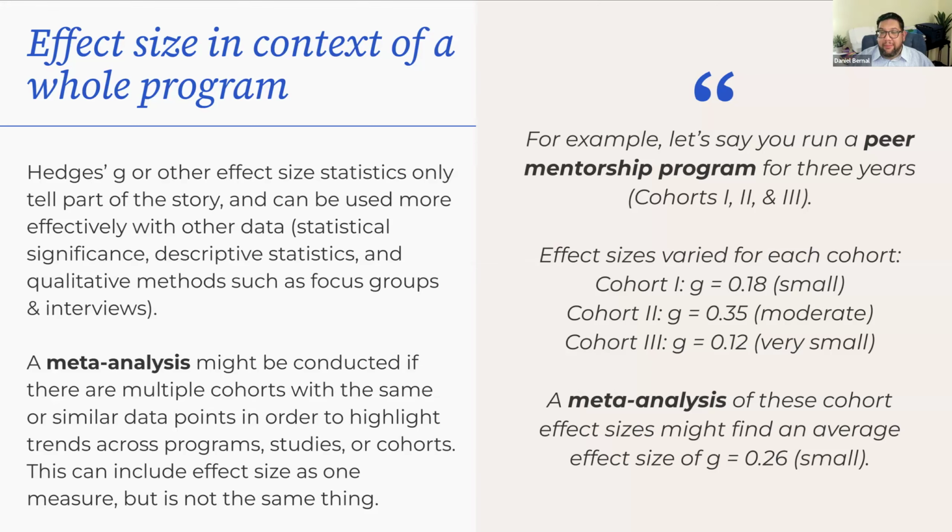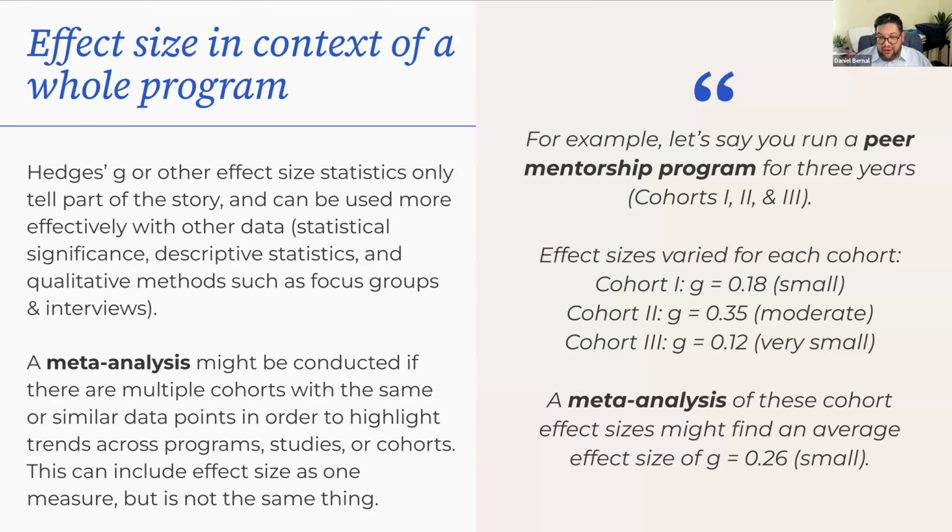Also, you can use a meta-analysis of those cohorts to find an average effect size. Let's say you do that and it's 0.26. That's a small to medium effect size. And so you can use that to represent the overall strength or meaningful impact of this mentorship program, even though your cohorts have kind of very different effect sizes.